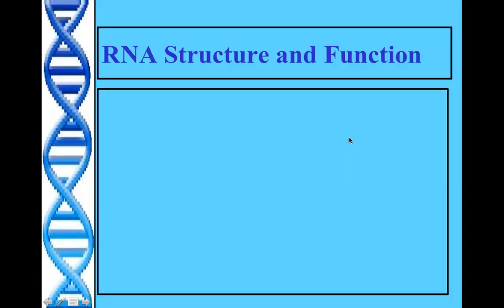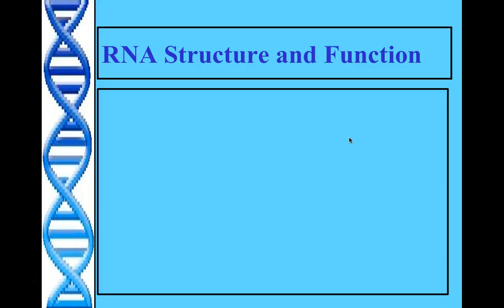Before we talk about the actual process of protein synthesis, I think it's important that we talk about the structure of RNA, the function of RNA, and really what is RNA? We never even really talked about that yet. We've talked about DNA, which we all know is a double-stranded molecule in the shape of a double helix. We have nucleotides that are the monomers that make up the large polymer called DNA.